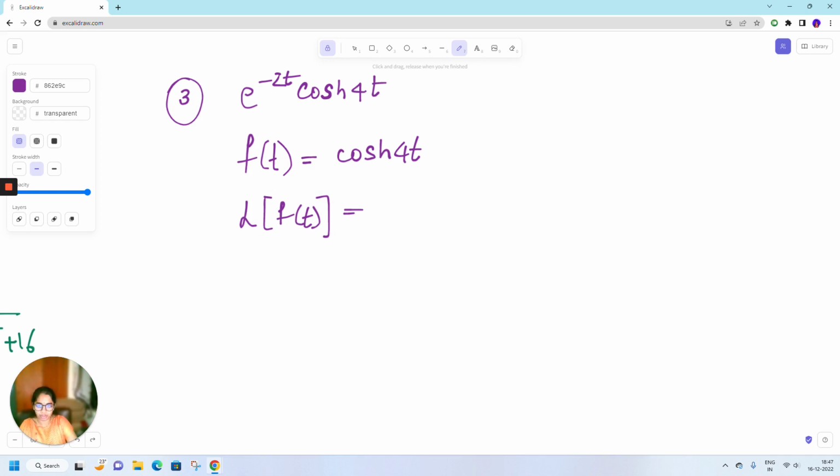Laplace of cos hyperbolic 4t is s divided by s square minus 4 square. What is 4 square? That is 16. Yes, what is the next step? Laplace of e power minus 2t f of t. I can write it as f of t or cos 4t.